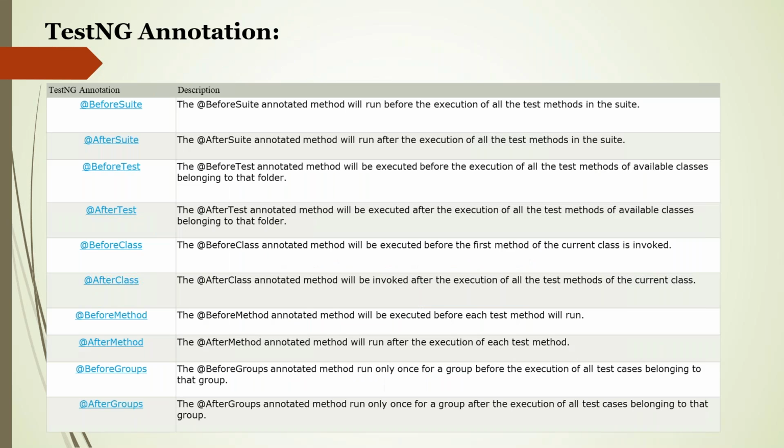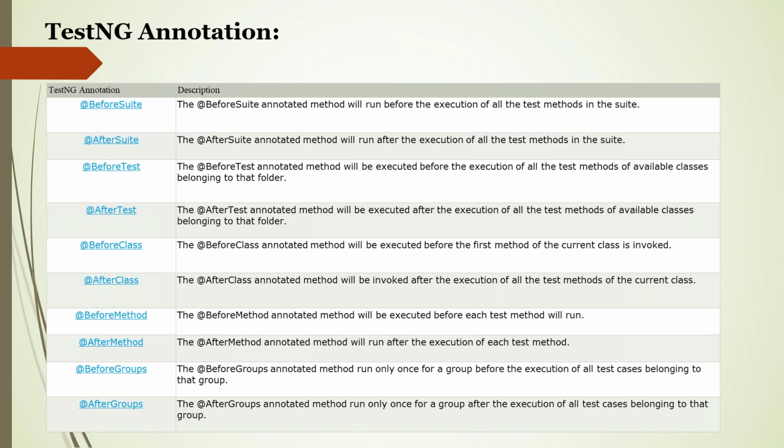Okay, now let's see which type of annotation is used for what. Now, @BeforeSuite: this will run before the execution of all the test methods in the suite. Before we run any test method, this before suite will run whatever method we are writing. That will run before anything else in the project, or our repo or framework, in our structure.